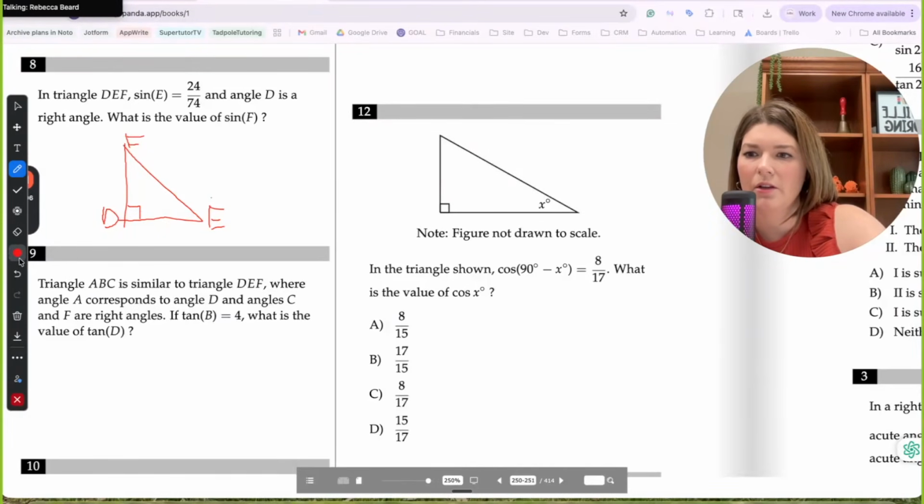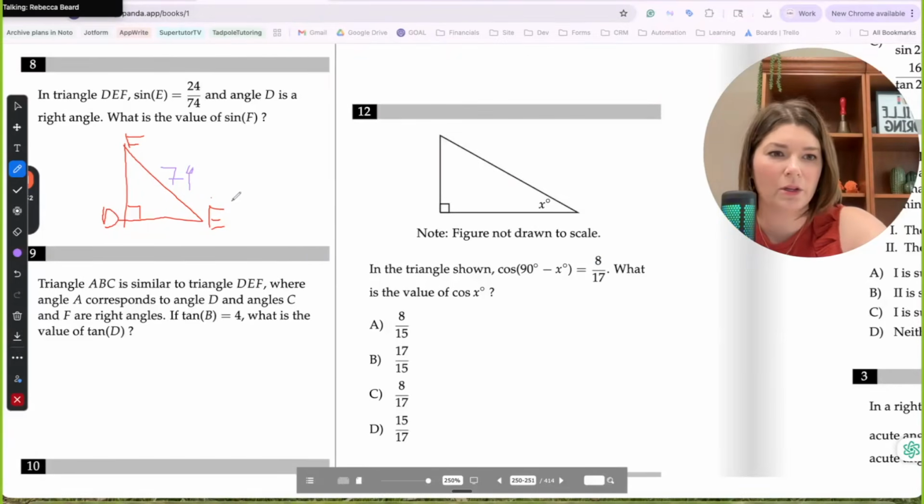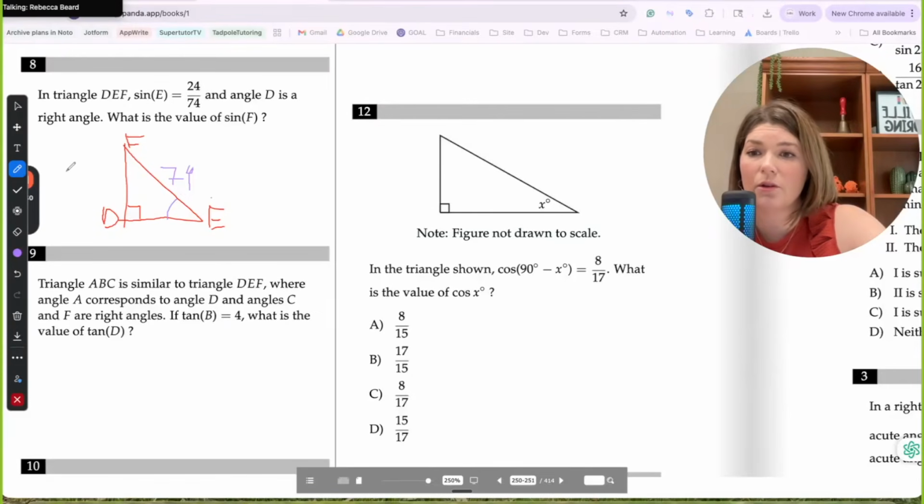And then I'm going to change the color. Let's go ahead and do purple. And so if we're going for sine of E, we know we are going opposite over hypotenuse, because hopefully you've learned that already. So our hypotenuse based on this is going to be 74. I'm weird, I cross through my 7s. If you're the same way, just let me know in the comments. I'm curious if I'm the only weirdo who crosses through their 7s. Okay, and then your opposite of E is going to be 24.